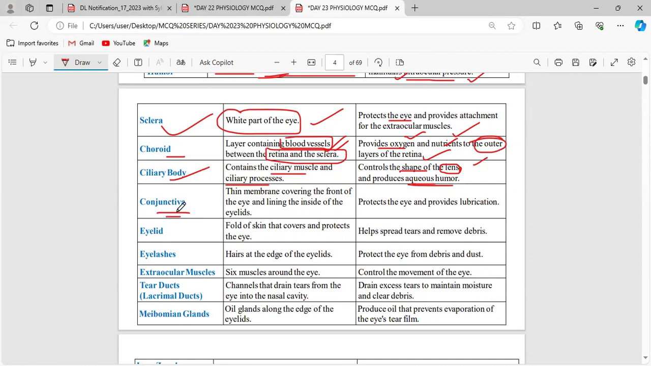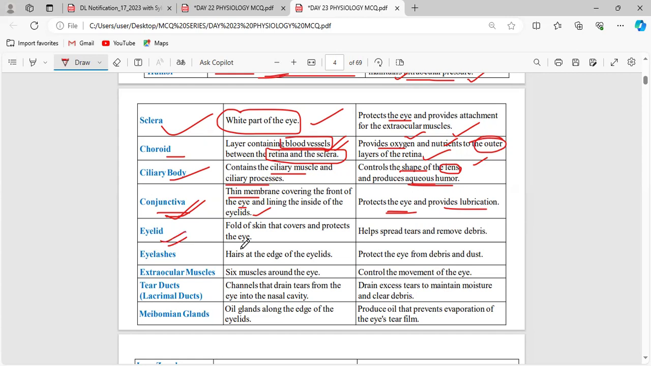Now, conjunctiva. Conjunctiva is a thin membrane. It covers the front of the eye and lines the inside of the eyelids. Conjunctiva protects the eye and provides lubrication. See, the eye is always filled with a watery fluid. If there is no water in the eye, it is very sensitive to external dust. So it is protected by the conjunctiva, because it keeps the eye lubricated. So it protects the eye.